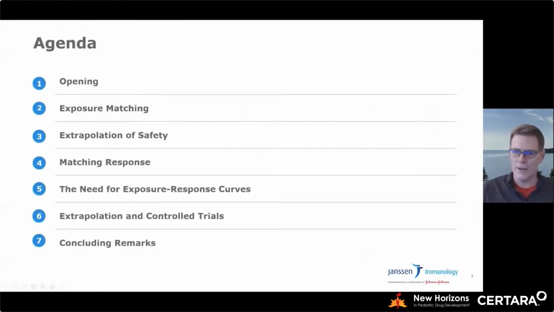After setting the context, I will start with exposure matching, followed by the extrapolation of safety, matching response, the need for exposure response curves, extrapolation and controlled trials, and then some concluding remarks.